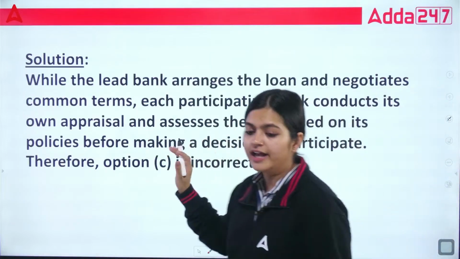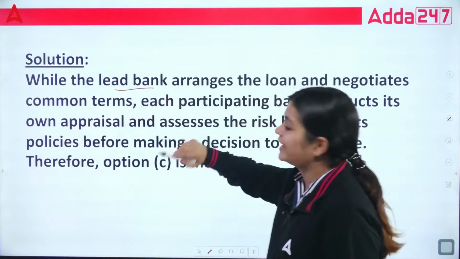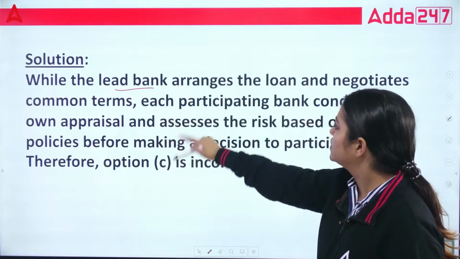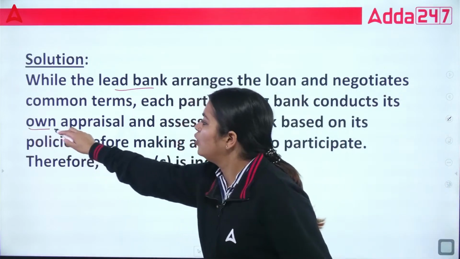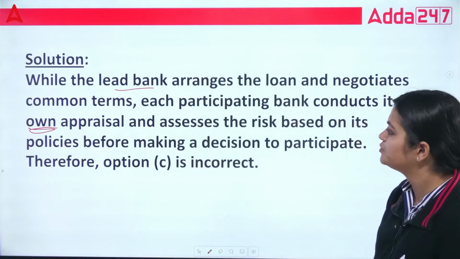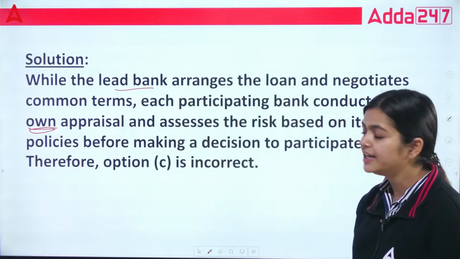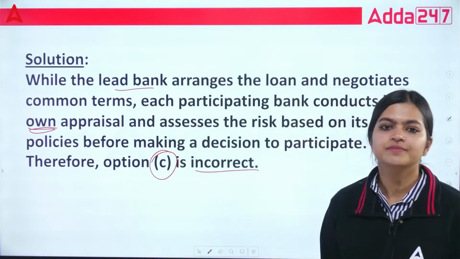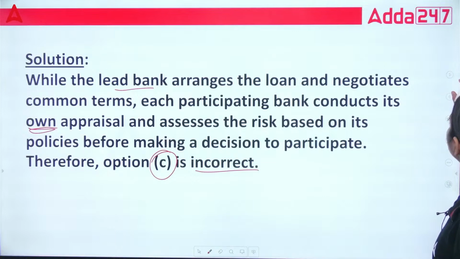I have also given the explanation if you want further. While the lead bank, like our ICICI Bank, arranges the loan and negotiates common terms, each participating bank conducts its own appraisal and assesses the risk based on its policies before making a decision to participate. Correct? So that is why option C is the incorrect option. So with this, we complete our question.